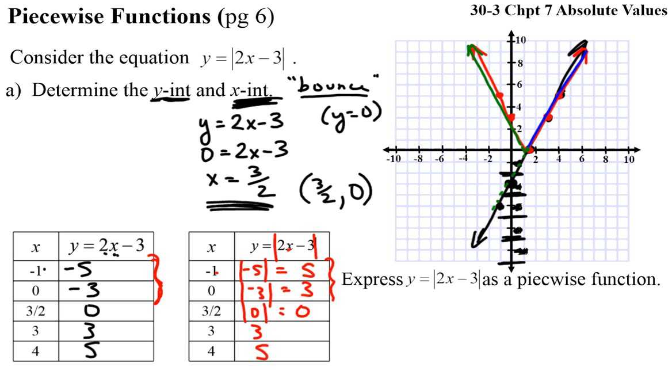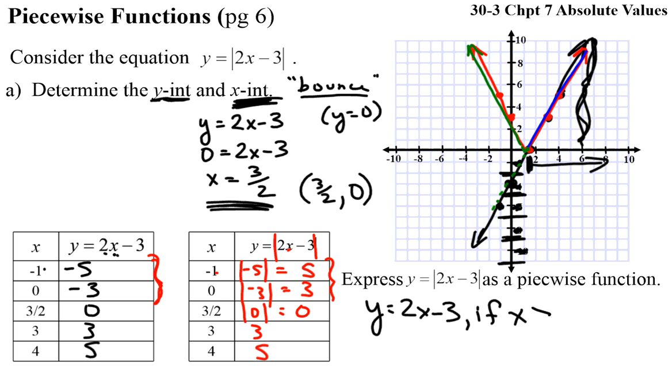So we can write the piecewise. We had the normal graph, 2x minus 3, if x was what? The normal graph occurs here. Here's where the normal graph is. And it occurs from our bounce point and bigger, if x is greater than or equal to 3 halves. There's the x values that give us the normal graph.